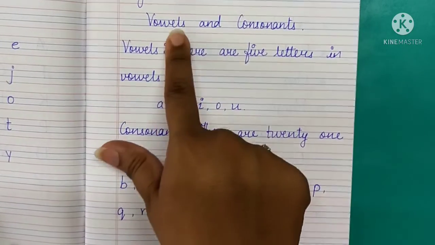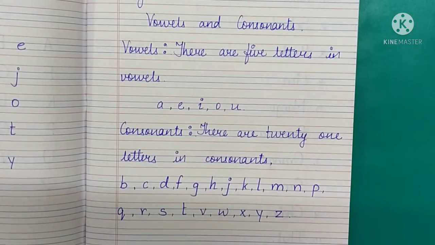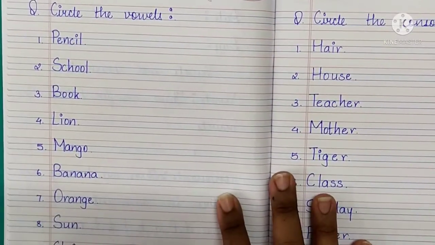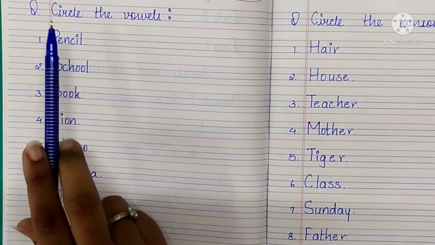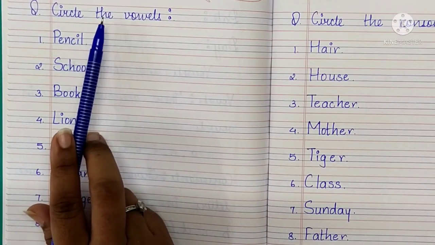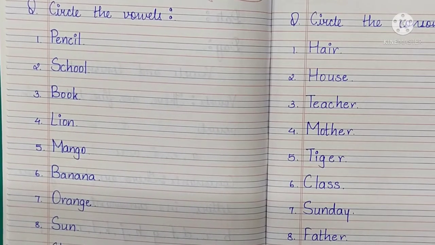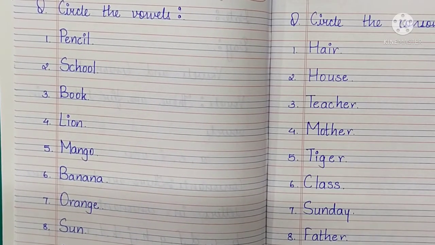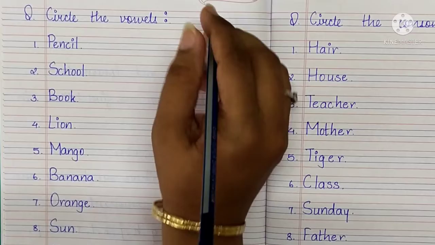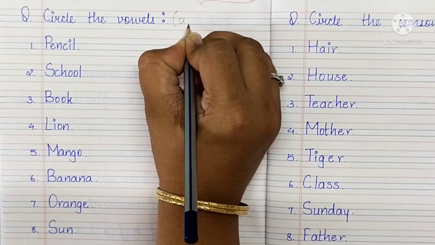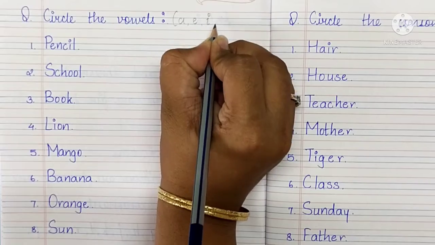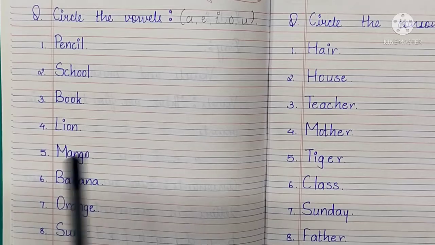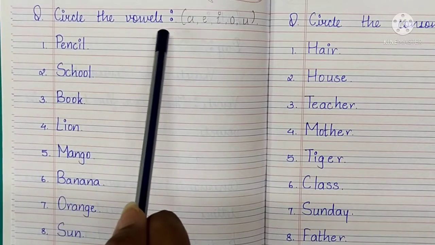We had written vowels and consonants. Now, turn your page. As I have written, put the first question, circle the vowels. Now, which are those vowels, students? A, E, I, O and U. Put the question, circle the vowels.